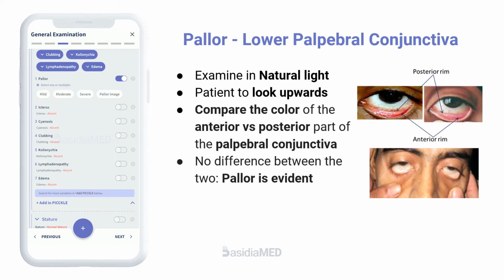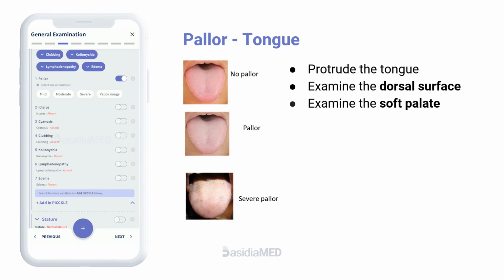To check for pallor in the oral mucosa, tongue and soft palate, ask the patient to open the mouth and protrude the tongue and observe the dorsal surface of the tongue, followed by the soft palate. They may look visibly pale or severely pale.